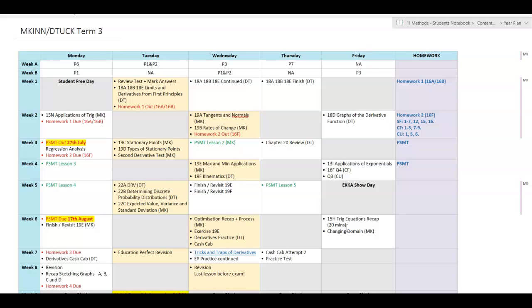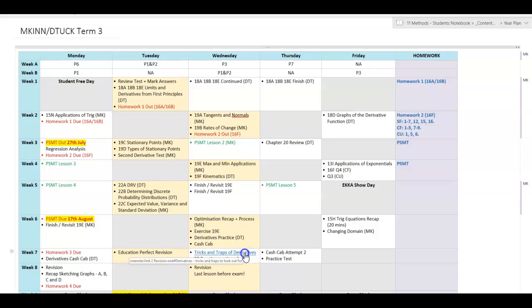We are going to look at about 8 derivative questions, each one about a minute and a half. So hopefully, I don't know, 15 minutes or so of derivatives. And then you will continue on with your Education Perfect practice.